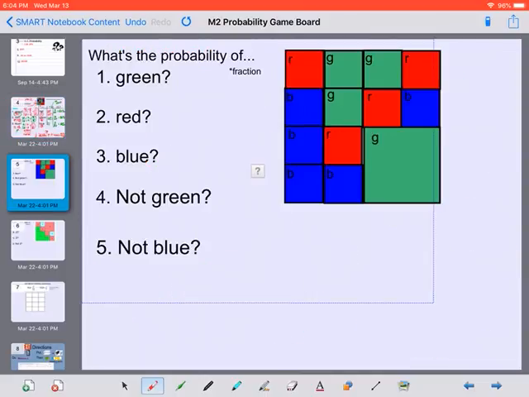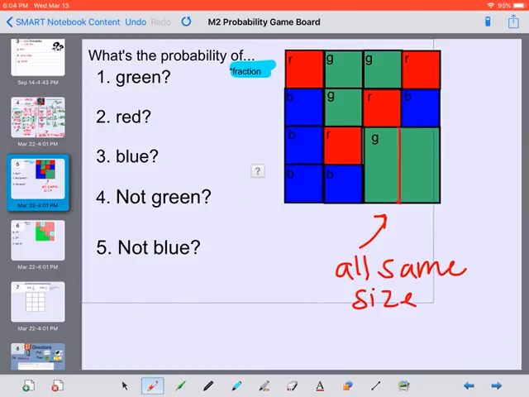Next, they want us to figure out the probability, this time just as a fraction, of green, red, blue, not green, and not blue. We're going to take these one at a time. So this looks a little bit different because this square right here is really big. But when we talk about probability, we need them all to be the same size. All the squares or spinners or whatever we're talking about, all of the sections need to be the same size. So if they're not, we're going to make them all the same size.